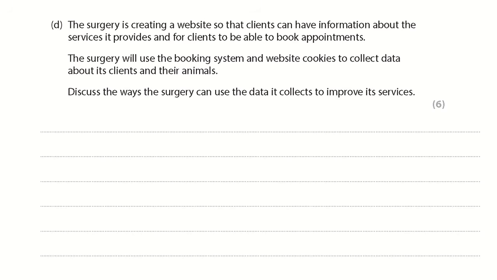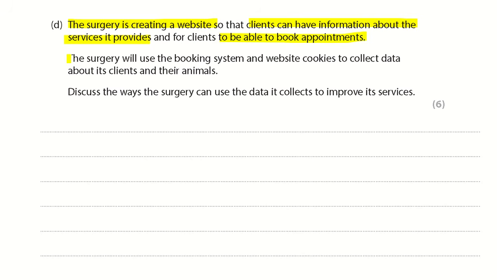Part D, so we're on to our long answer questions towards the end of the paper. So let's have a little look at this one. The surgery is creating a website so that clients can have information about the service it provides for clients and to be able to book appointments.